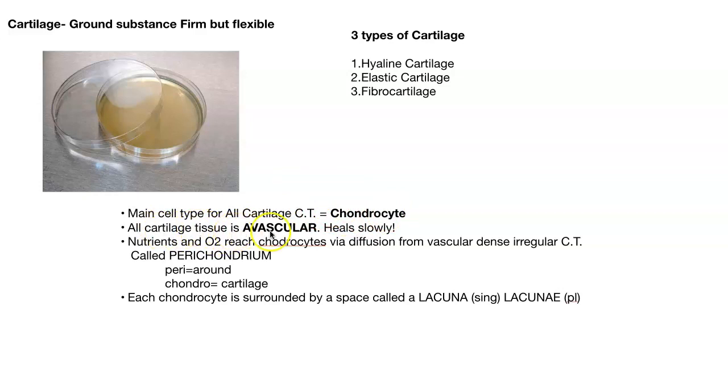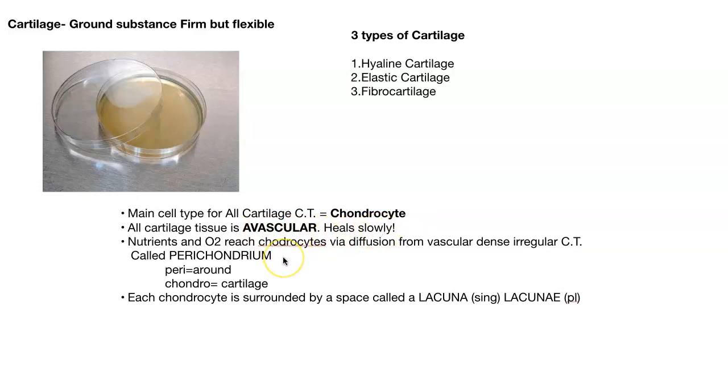All cartilage tissue is avascular. We said one of the characteristics of connective tissue was that it was vascular. There was going to be an exception. Well, cartilage is that exception. It is avascular. It heals very slow.